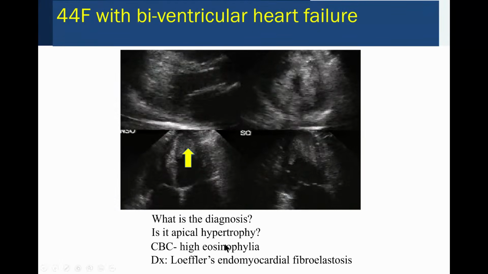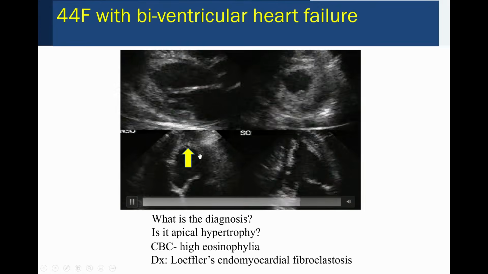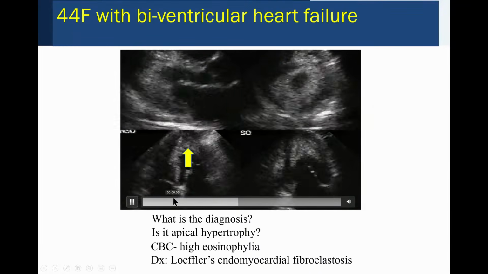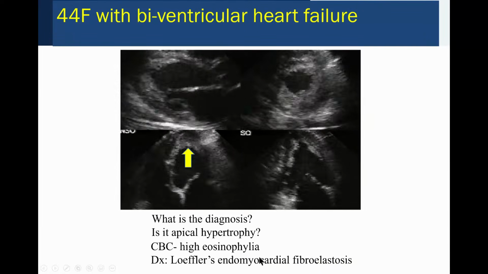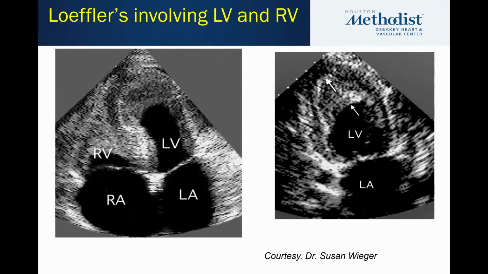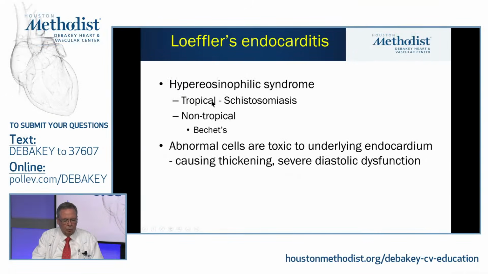So, as cute as the 2D echo findings are, if you see what looks like something infiltrating the apex of the left ventricle and sometimes the right ventricle too, in a patient that presents with heart failure symptoms and they have a very high eosinophilia, think of Löffler's endomyocardial fibrosis. And this is a slide courtesy of Dr. Susan Wieger, a beautiful slide showing the infiltration by this particular material full of eosinophils towards the apex. There are two variants, the infectious variant, which is basically produced by schistosomiasis, and then the non-tropical or Becker's. And these abnormal cells are obviously very toxic to the endocardium.